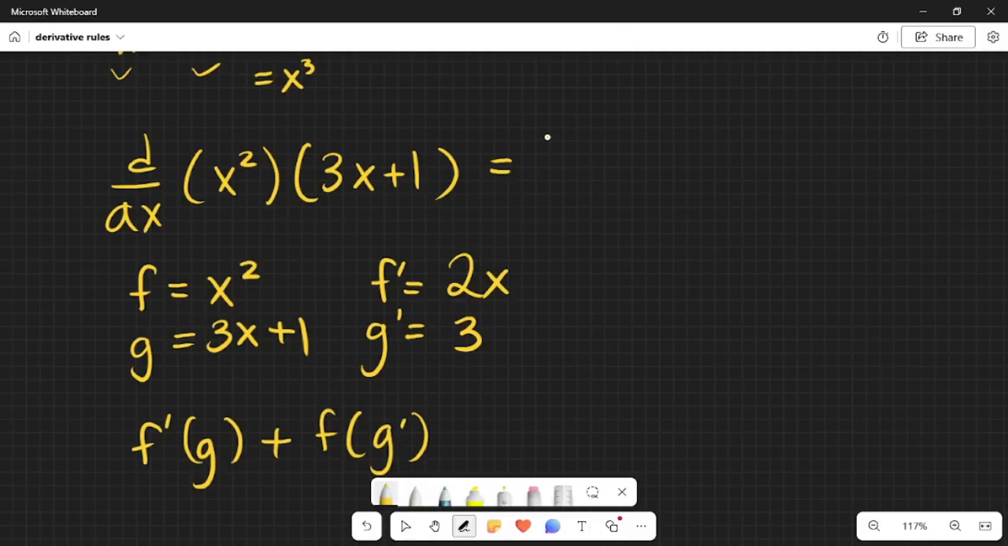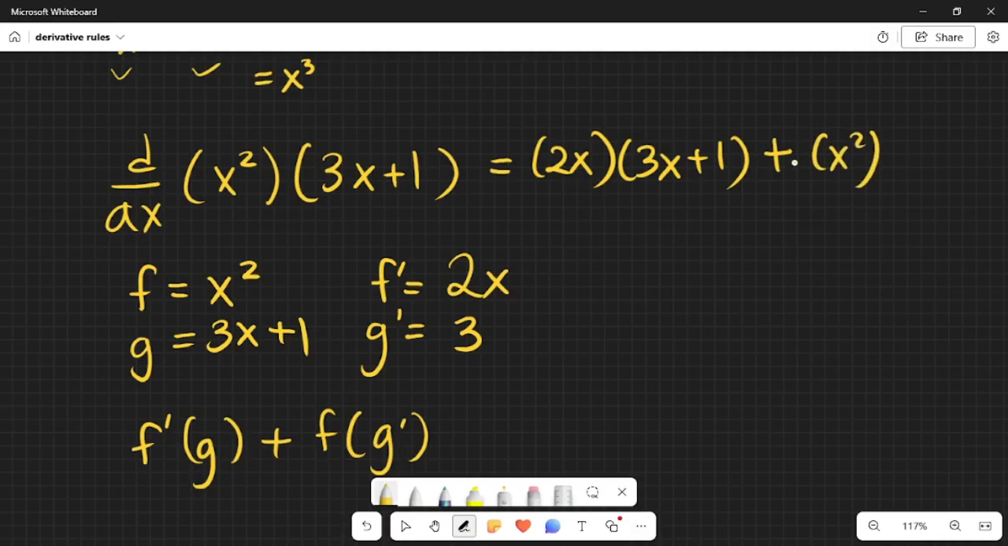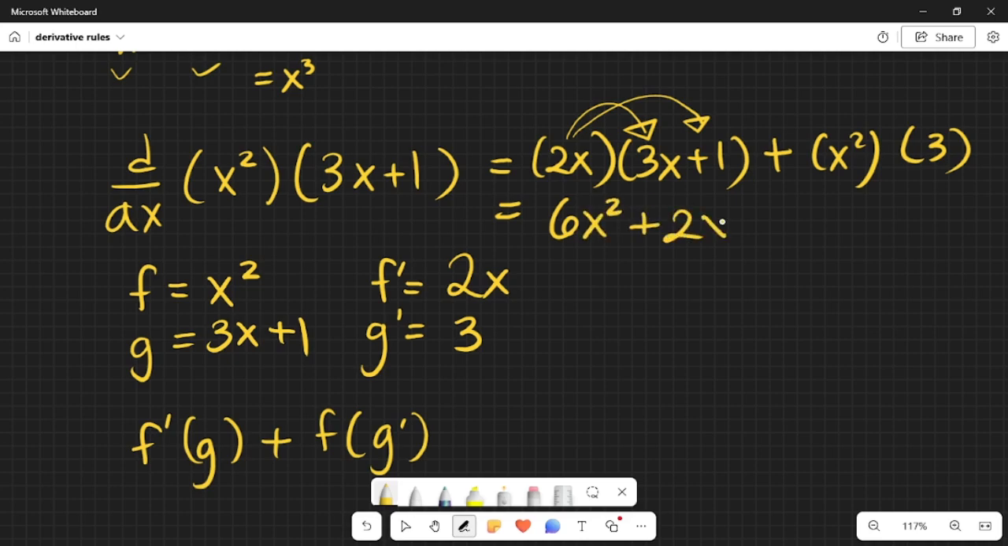Derivative of f is 2x, g is 3x plus 1, f is x squared, the derivative of g is 3. Now we're going to simplify those. Distribute 2x to each of these terms. So it will be 6x squared plus 2x. And then we're going to multiply these two, and we'll add it. And then it would be 3x squared.